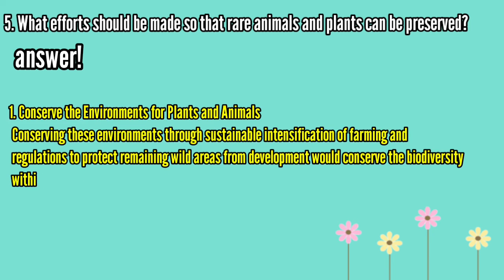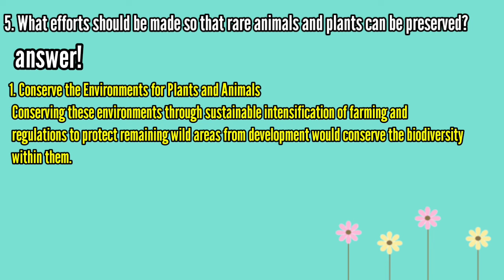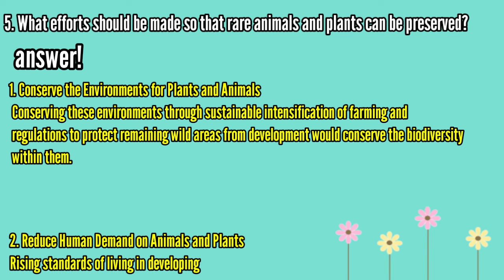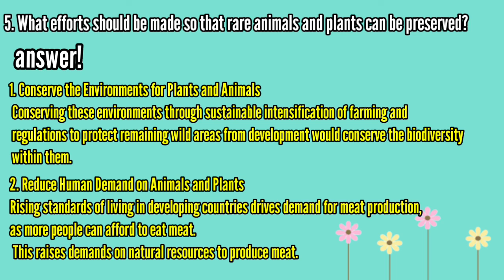Conserving this environment through sustainable intensification of farming and regulation to protect remaining wild areas from development would conserve the biodiversity within them. Number 2, reduce human demand on animals and plants. Rising standards of living in developing countries drive demand for meat production as more people can afford to eat meat. This raises demands on natural resources to produce meat.